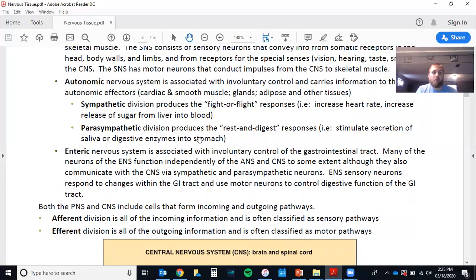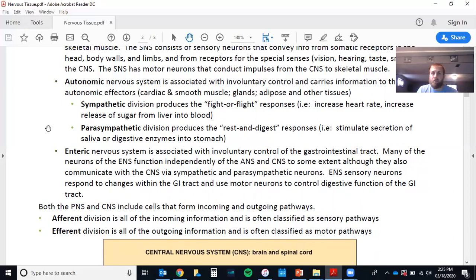Things that occur when we activate the sympathetic nervous system are increases in heart rate, releasing sugar from our liver into the blood. We'll breathe more rapidly, our blood pressure will go up, and we'll increase the amount of blood that flows to our skeletal muscle, which is going to enable it to fight or flee. Because to do either of those things, we have to contract muscle.